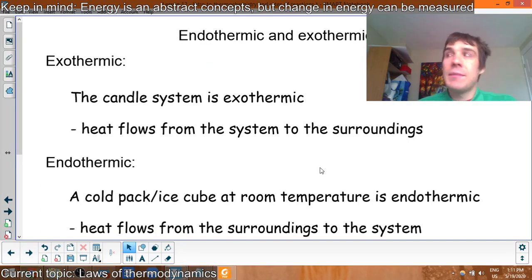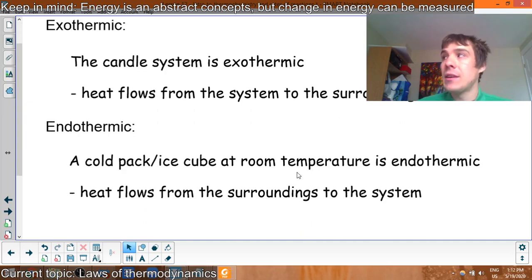This is where we get to endothermic and exothermic. The candle is exothermic because heat is flowing from the system to the surroundings. The chemicals are losing energy, the surroundings are gaining energy. So that's an exothermic system because heat is flowing to the surroundings. The opposite is endothermic. For example, an ice cube at room temperature.